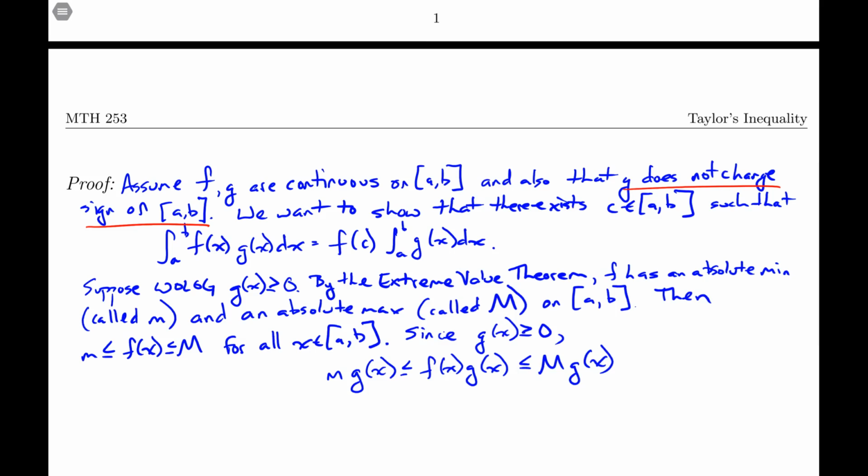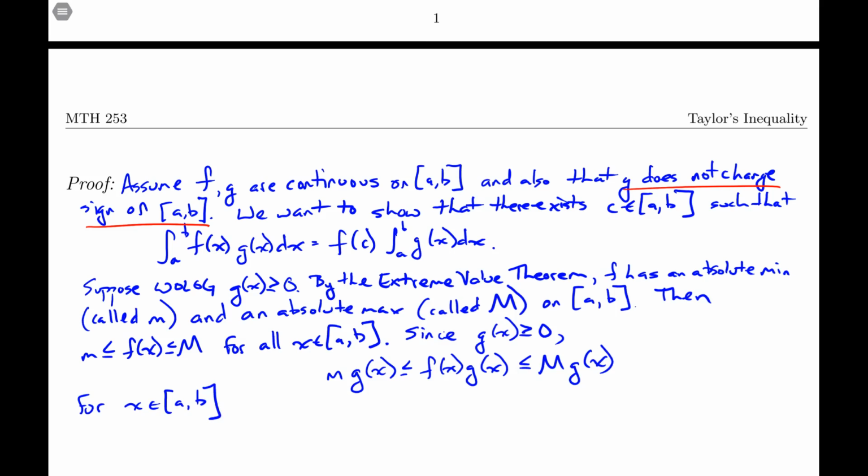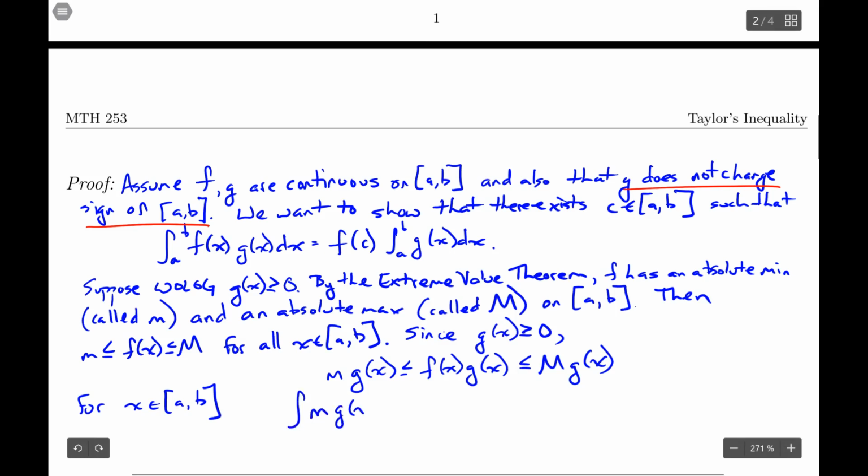Now, for all the x's in between a and b, we can integrate along every single one of these different pieces. We can integrate the left side, integral of m g of x dx, and we are integrating from a to b. This is less than or equal to an integral from a to b of f of x g of x dx, which is less than or equal to an integral from a to b of big M g of x dx.